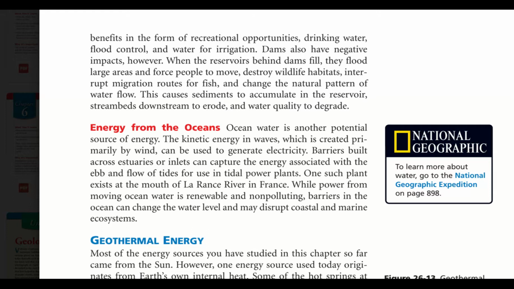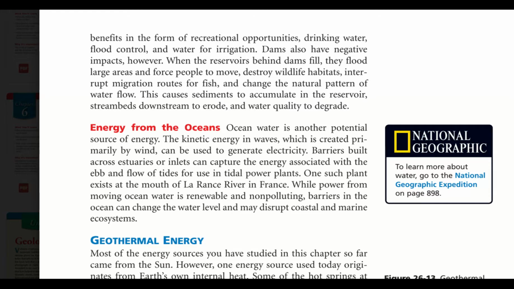When the reservoirs behind dams fill, they flood large areas and force people to move, destroy wildlife habitats, interrupt migration routes for fish, and change the natural pattern of water flow. This causes sediments to accumulate in the reservoir, stream beds downstream to erode, and water quality to degrade.